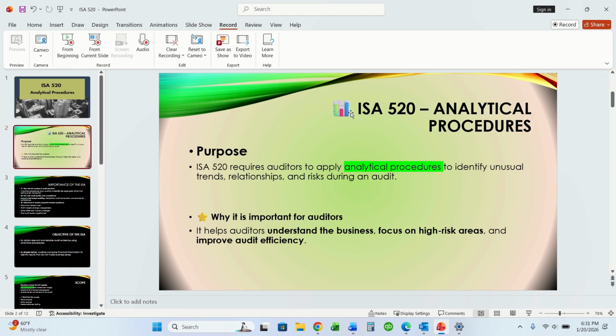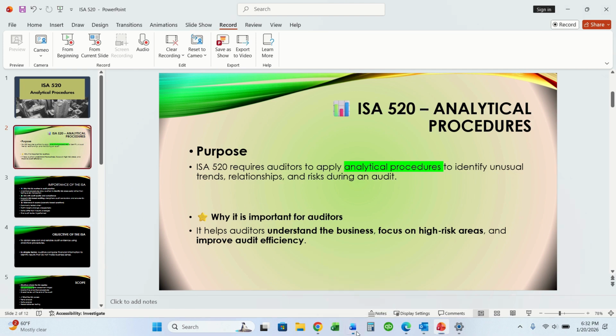Now, what are analytical procedures? Analytical procedures involve comparison and analysis of financial data to detect possible material misstatements. Its objective is to identify inconsistencies or unusual relationships to assess whether financial information makes sense, to reduce audit risk and focus on high risk areas. Why is it important for auditors? It helps auditors understand the business, focus on high risk areas and improve audit efficiency.